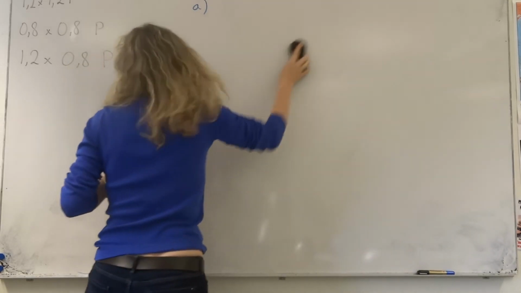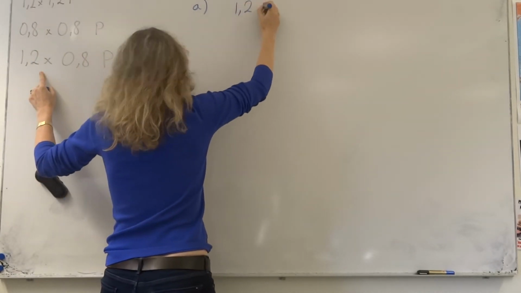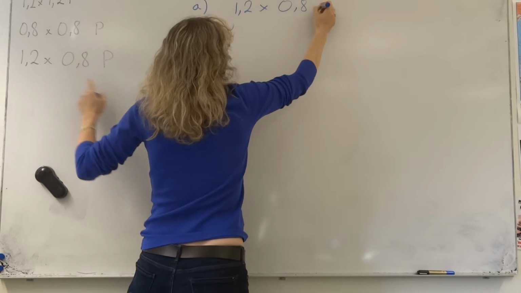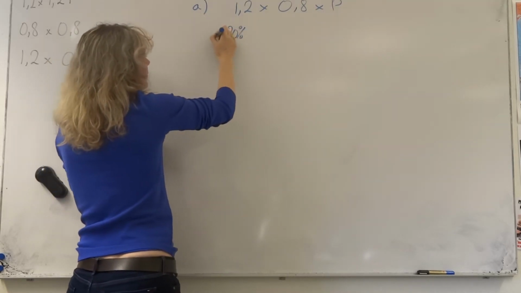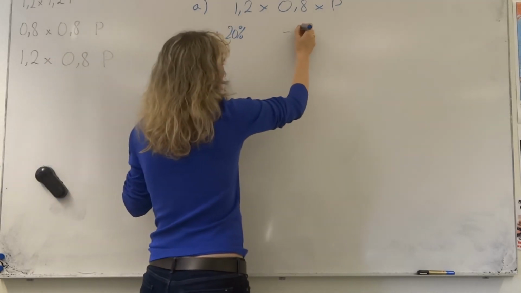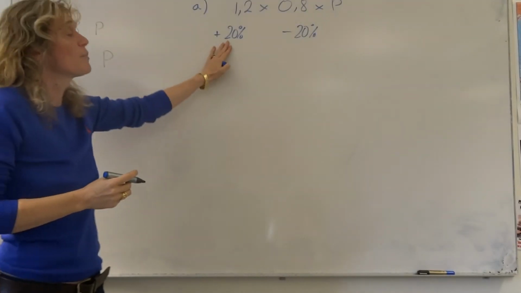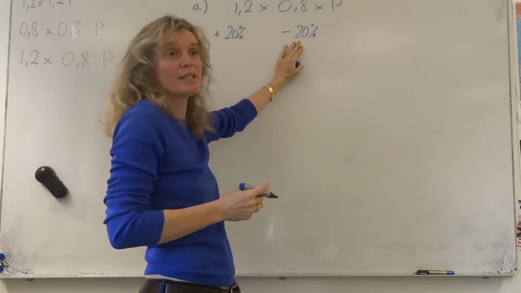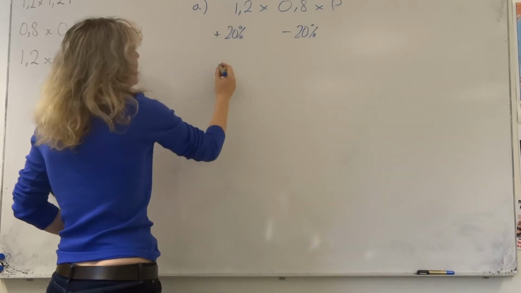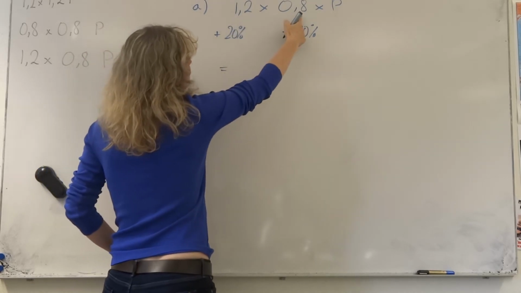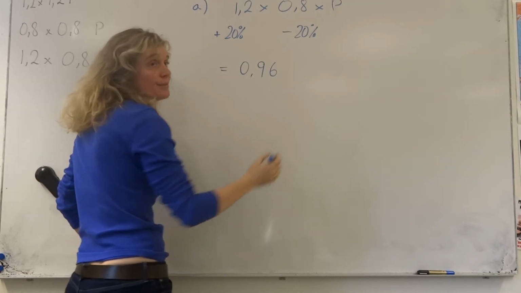It's when you first increase the price by 20%. So you've got 1.2 times 0.8 times P. Here you've done a 20% increase, and here you've done a 20% decrease. If you increase something by 20% and you decrease something by 20%, you'd think you'd get back to the same number. But you don't. Why? Because 1.2 times 0.8 is 0.96 of P.